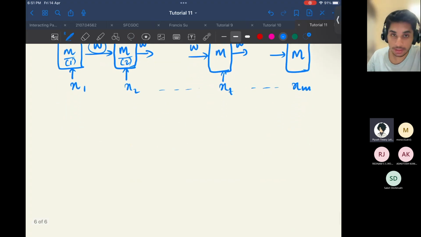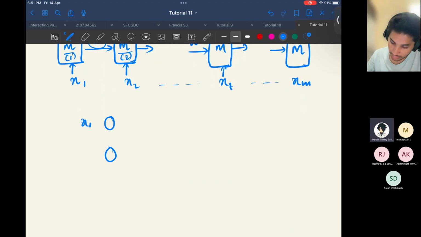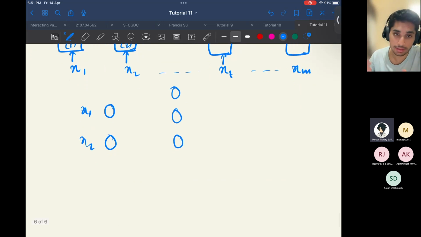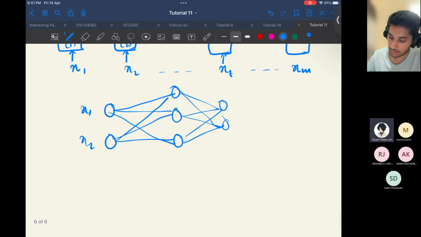And we are told that each of the model architectures is something like this, right? It takes two inputs, x1 and x2. There are three neurons in the first hidden layer, and there are two output neurons. So this is h1, this is h2, this is h3. This is y1 hat, and this is y2 hat, right?